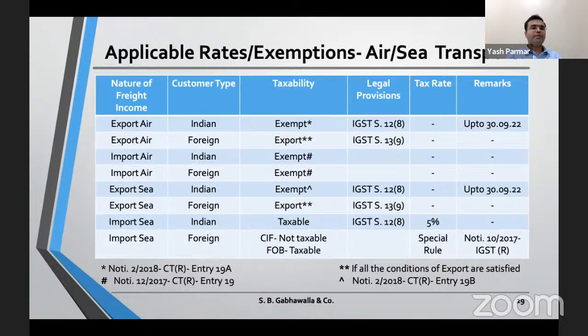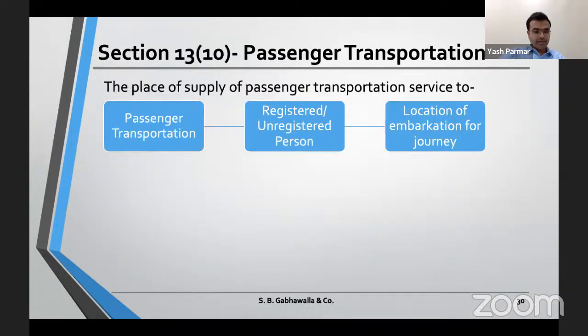Now we all are aware about the recent Supreme Court ruling in the case of Mohit Minerals, where they have specifically held that if it's a CIF transaction, then there is no requirement to pay GST under RCM. But if it's a FOB transaction, then tax will be payable in India.